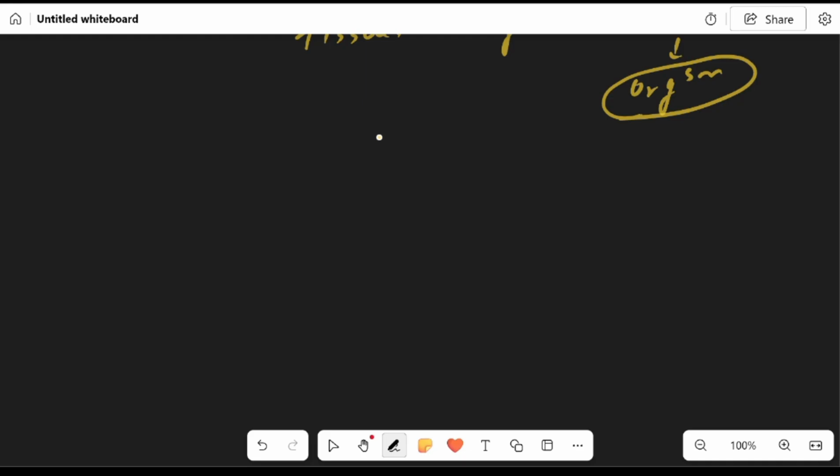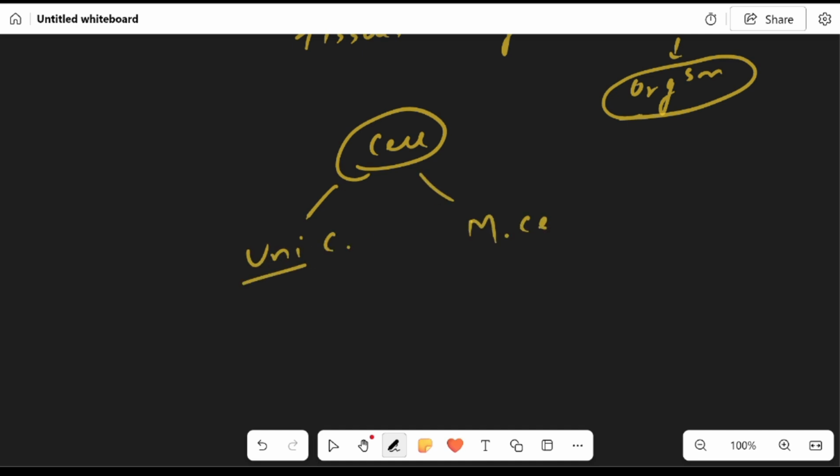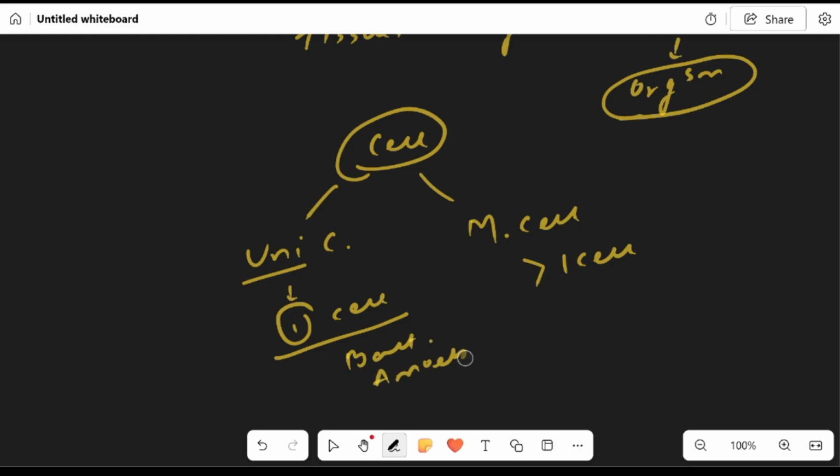So as far as cells are concerned, a cell may be unicellular or multicellular. Unicellular means it is composed of one cell. Multicellular means composed of more than one cell. Here the examples are bacteria, amoeba, paramecium, and here we have cats, dogs, humans.